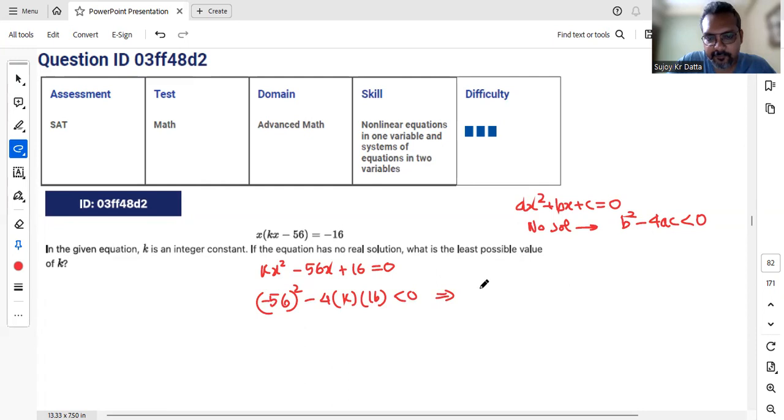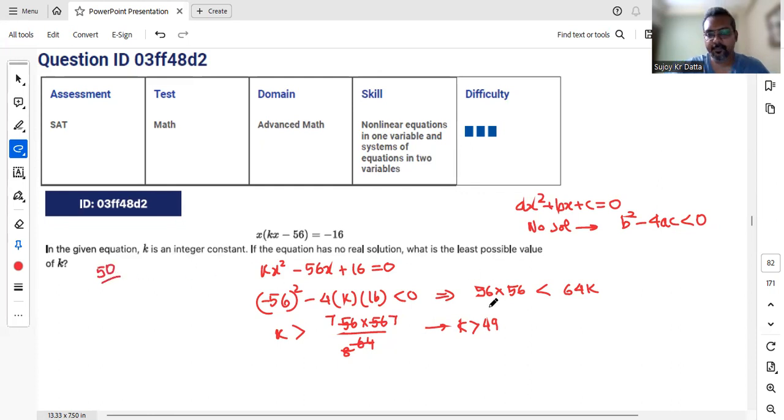So we will have 56 times 56 less than 64k, or in other words, k is bigger than 49, and k is an integer. The least possible value therefore would be 50. Okay, let's go to the next one.